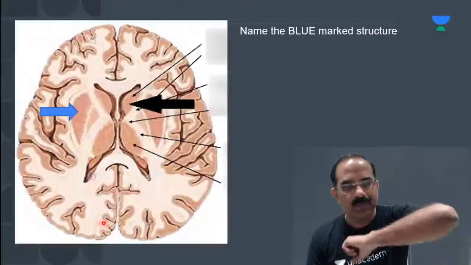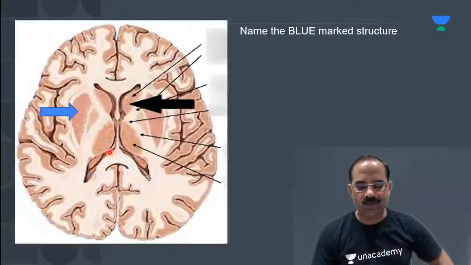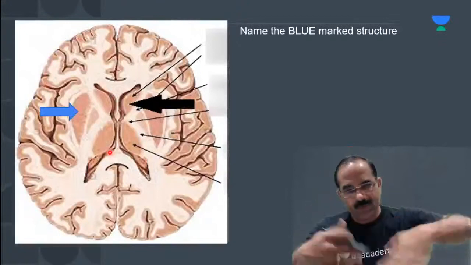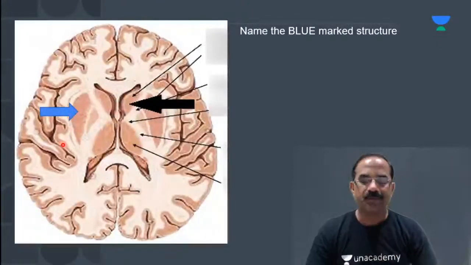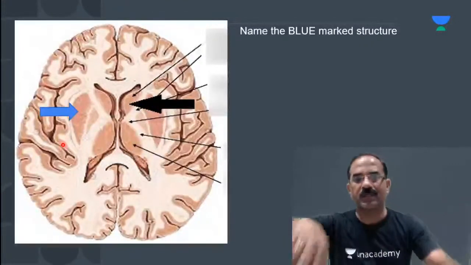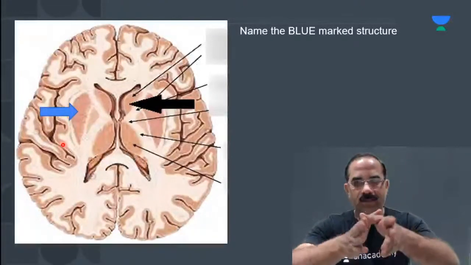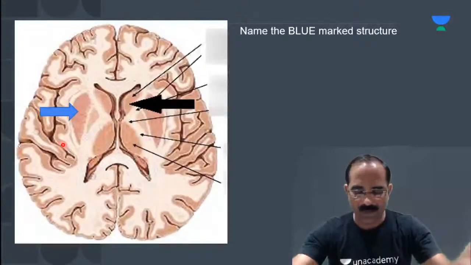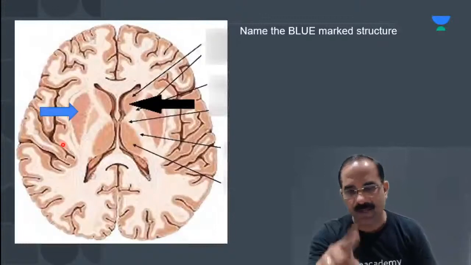And one last thing, the auditory radiation passes through which part of the internal capsule? The auditory radiation is supposed to go to the temporal lobe, so it will go below the lentiform nucleus. The fibers which pass below the lentiform nucleus are in the sublentiform part. So the auditory radiation passes through the sublentiform part.